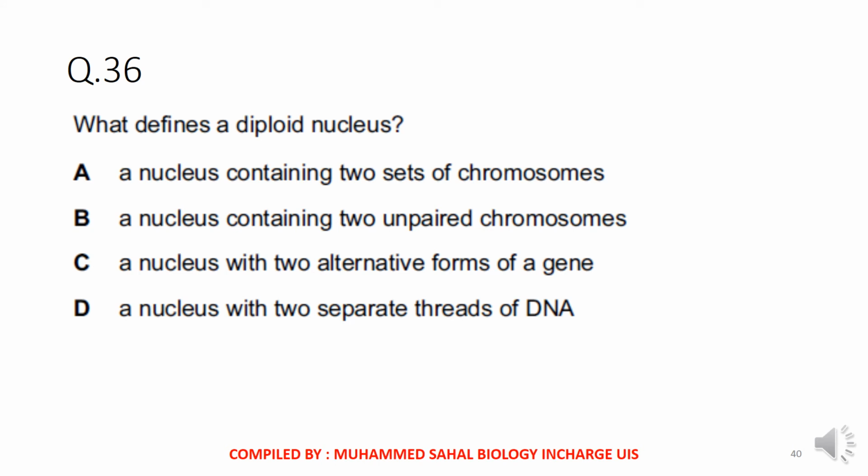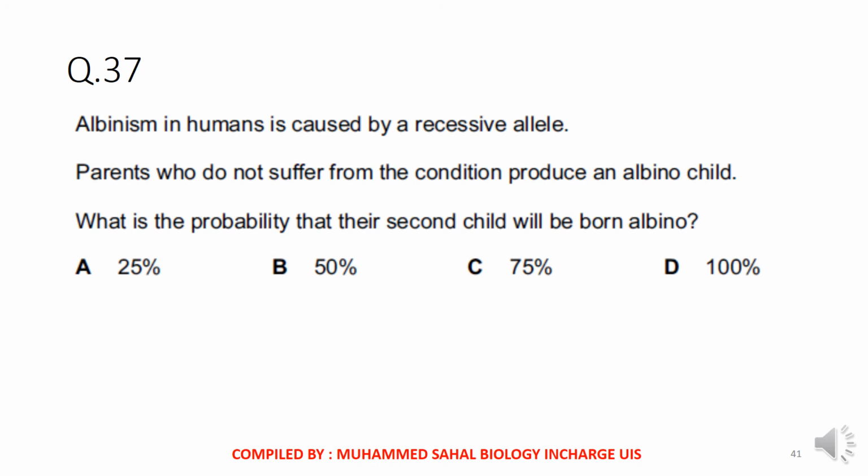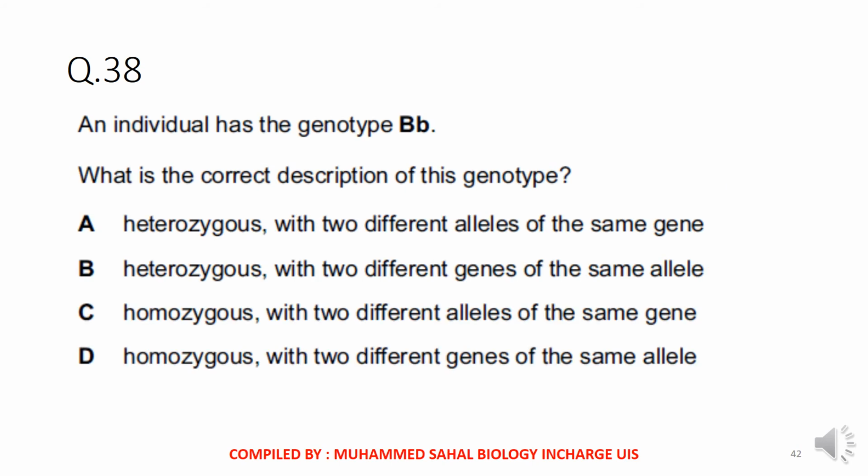What defines a diploid nucleus? The answer is A. Albinism in humans is caused by a recessive allele. Parents who do not suffer from the condition produce an albino child. What is the probability that their second child will be born albino? The answer is A. Question number 38.